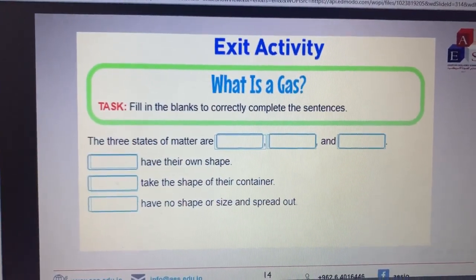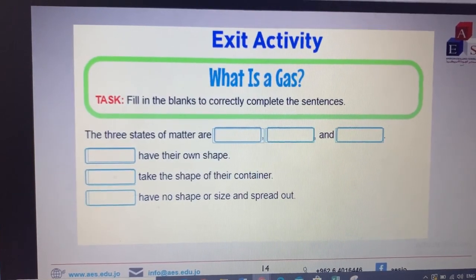Please, here's the exit activity. Complete it and send it back to me.